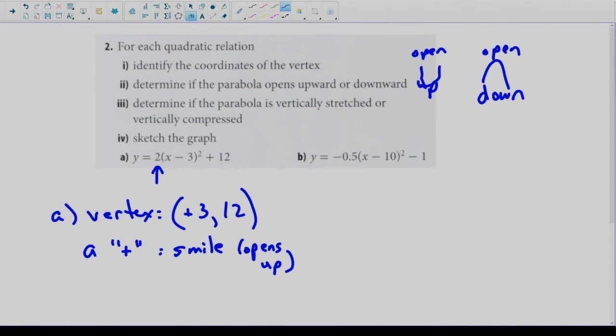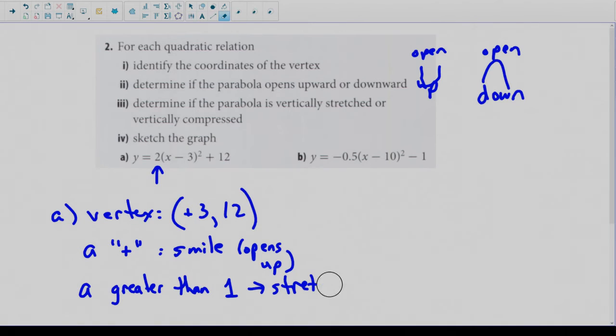Okay? And then it says determine if the parabola is vertically stretched or vertically compressed. So the A value is a number greater than 1, forgetting about its sign, just looking at the number. In this case, it doesn't matter because it's positive anyway. If A is greater than 1, that means we have a stretch. Oops, that's supposed to be a C. Let's look at B now.